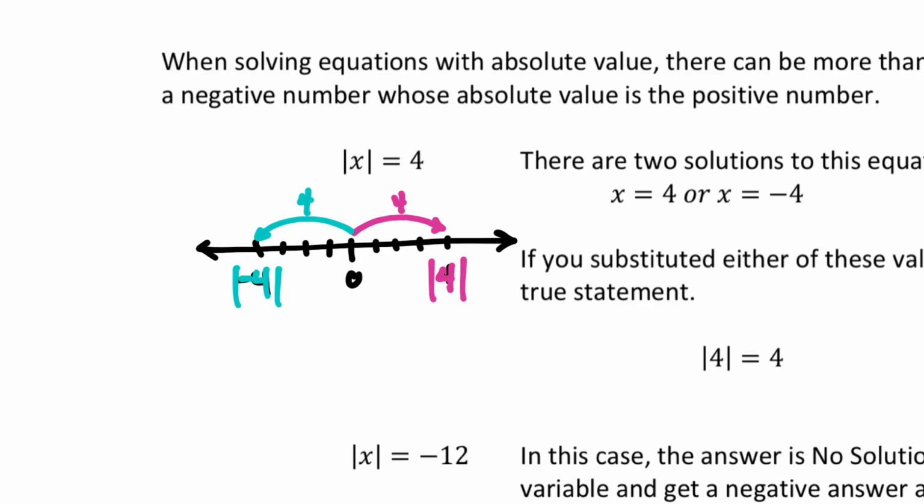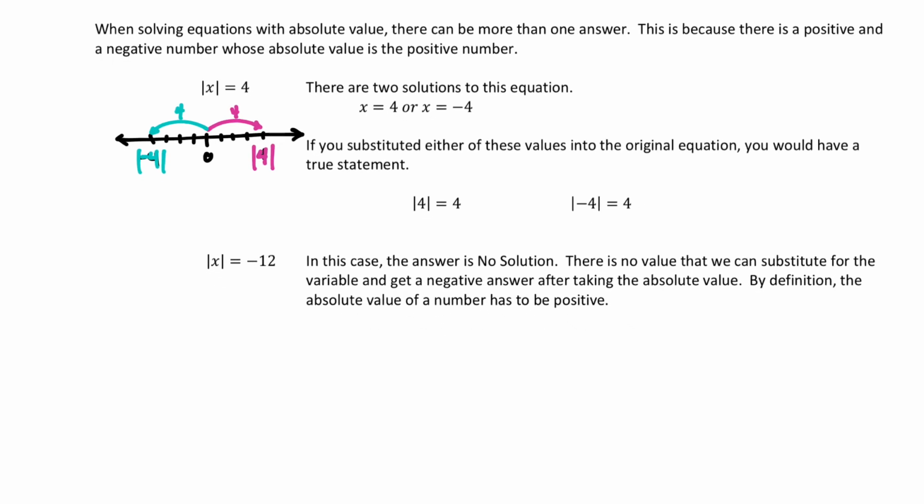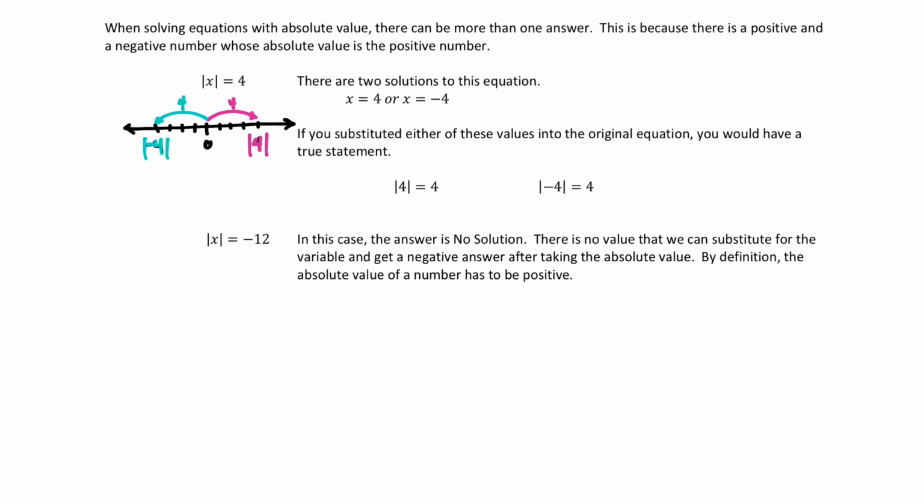So when I say there's one answer to the left and one answer to the right, this is what I mean. Okay? The distance from 0 can go either direction, to the left or to the right, but it has to be 4. Okay? And that's what this next stuff right here is talking about.